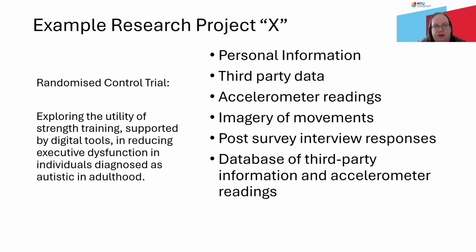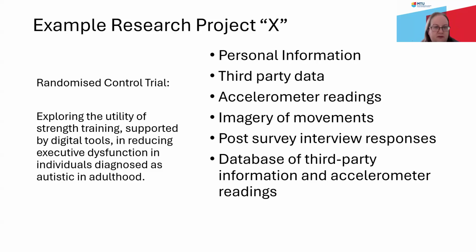So I want to give an example here of how that might work in a research project. And Tara, you might see some similarities here to some things we may have done. But it's a health science project. So what the project is trying to do, it's a randomized control trial. And what it's looking to do is explore the utility of strength training, supported with a digital tool, in reducing executive dysfunction. So this is people's ability to actually act on the things they need to do in individuals diagnosed with autism in adulthood, right?